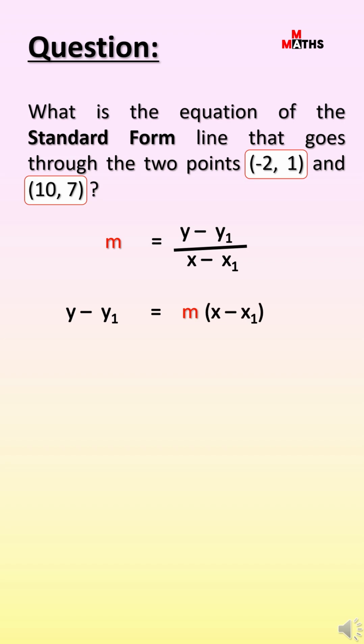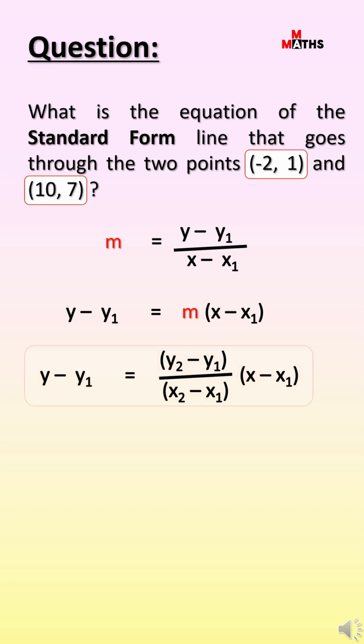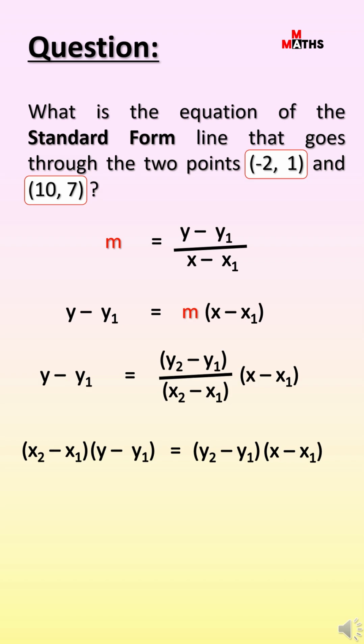Remembering that m is the slope of a line, if we now consider the slope between the 2 specific points, (x1, y1) and the upper point, (x2, y2), m is the rise over the run, y2 minus y1, and the run is x2 minus x1. So that m becomes y2 minus y1 over x2 minus x1. That gives us our third line. Rearranging this, multiplying both sides by the denominator, x2 minus x1, we get a fourth line: (x2 minus x1) times (y minus y1) is equal to (y2 minus y1) times (x minus x1).